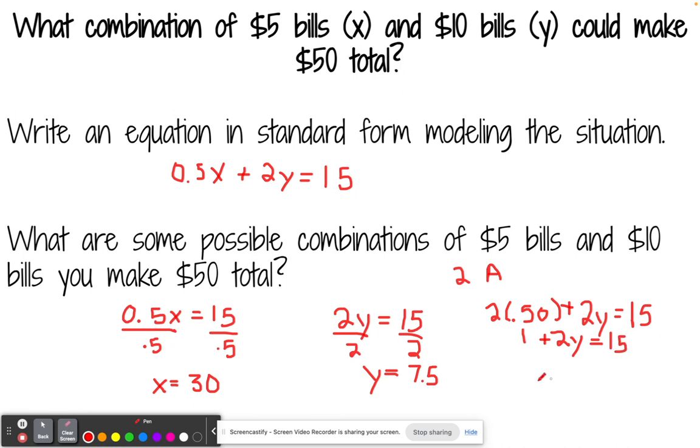Subtract 1 from both sides. And I would find that $2 per grapefruit for $14 would lead me to 7 grapefruits. So I could buy 2 apples and 7 grapefruits. That would be a combination that works. You could make a whole table coming up with all the different combinations.